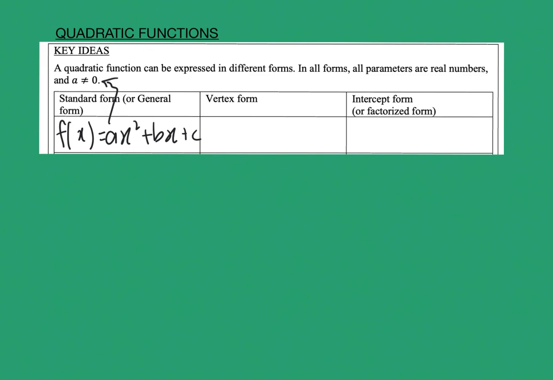The next form will be our vertex form. So f of x equals a times x minus h squared plus k.